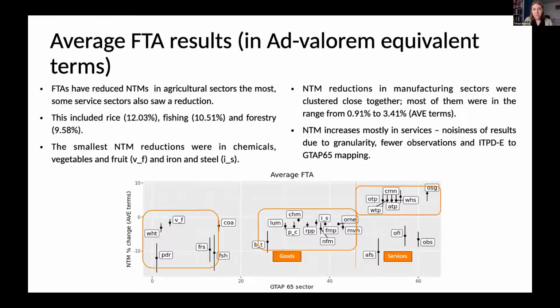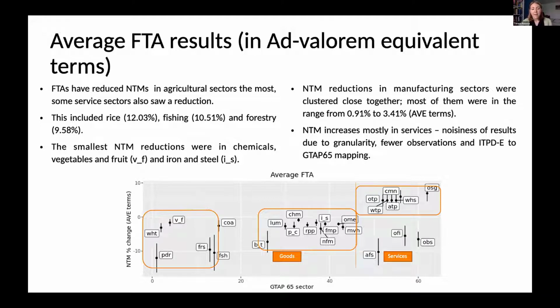In terms of results, first of all, just looking at the average FTA results, these are all presented in the graphs at the bottom of the slide in ad-valorem equivalent terms. In other words, the NTM is presented in percentage terms, in a way that we're saying the NTM would have a 10% impact on trade, which is the same as a 10% tariff. And we present these at the GTAP 65 level, and in this case, we are only presenting significant results.